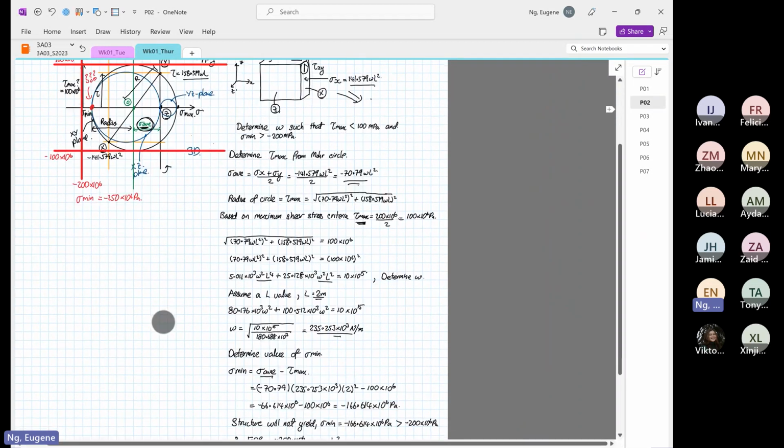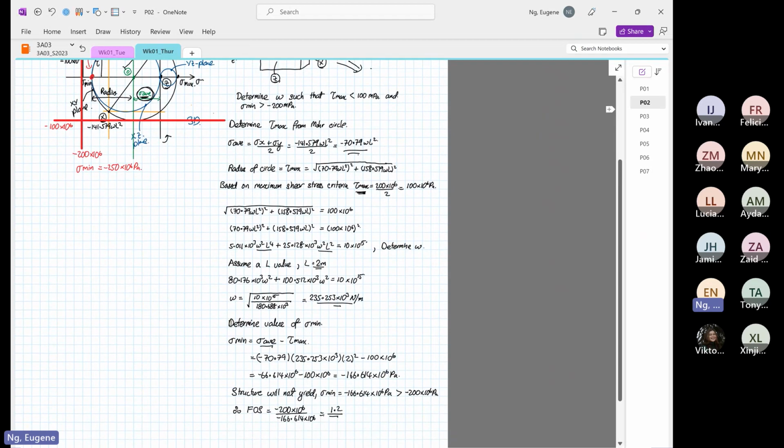Then from there, and only from there, we can determine our omega value, determine our minimum stress, and then calculate our what? Factor of safety. This is true engineering design. The load is not just one direction. Later on, we'll do compound loadings which are in 3D, and you have to remember all these stages.